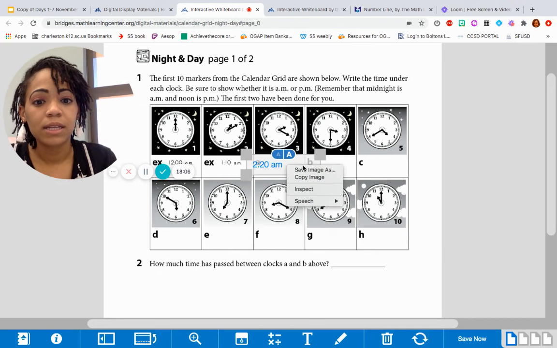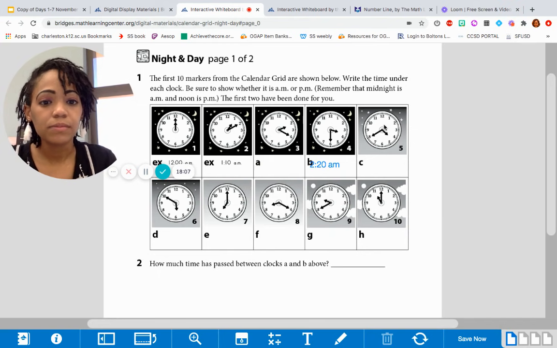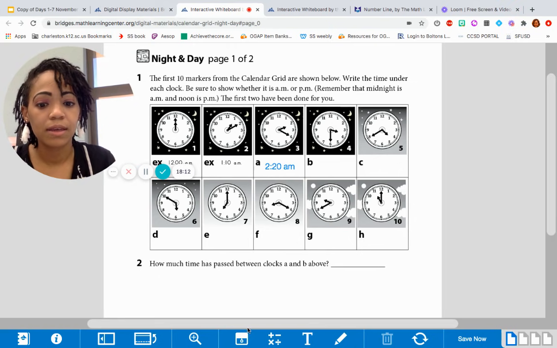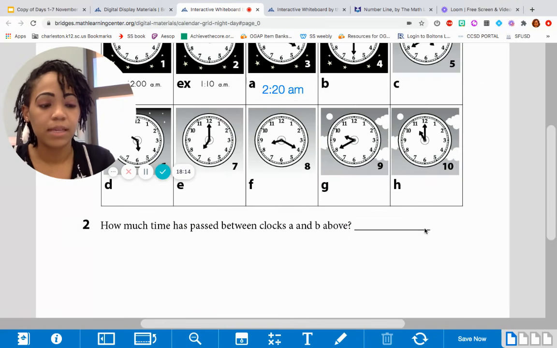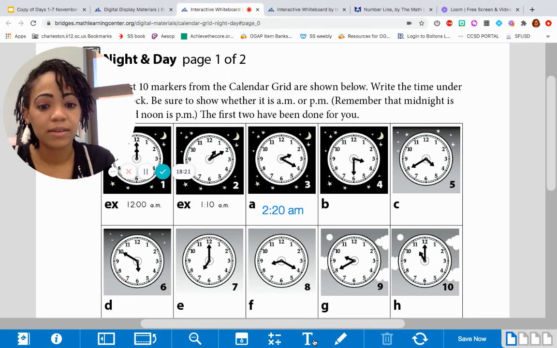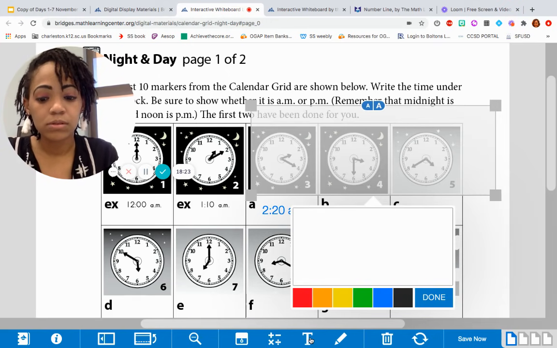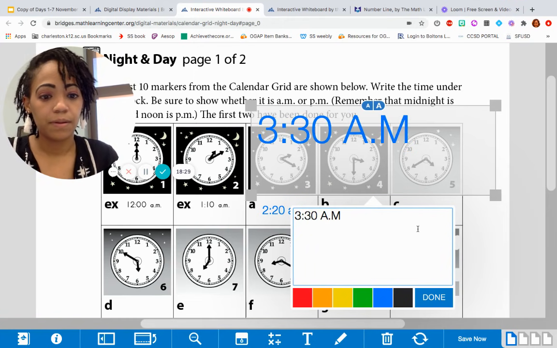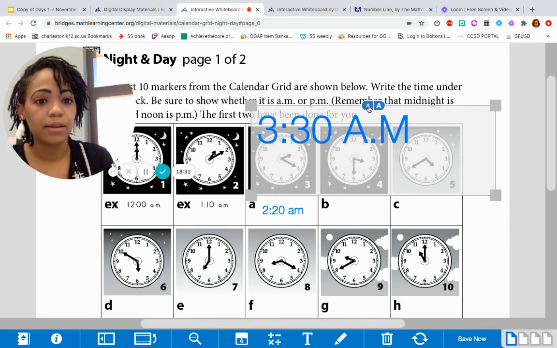So now let's look at the next one. What time is it on clock B? Maybe I can zoom in just a little bit more. Good, it is 3:30, okay? And it is still a.m. All right, we're rocking and rolling.